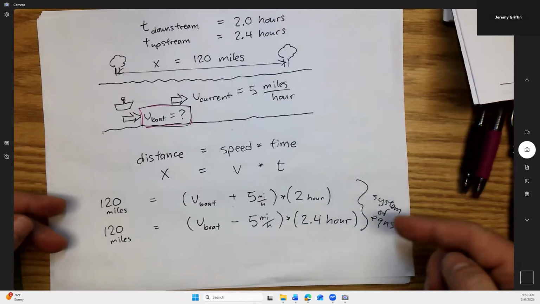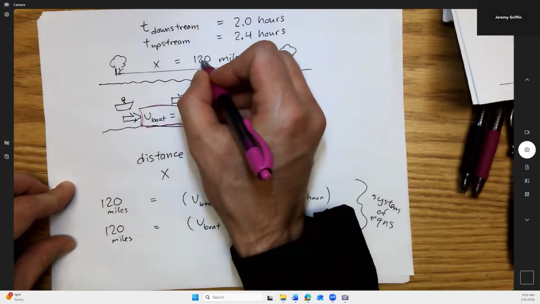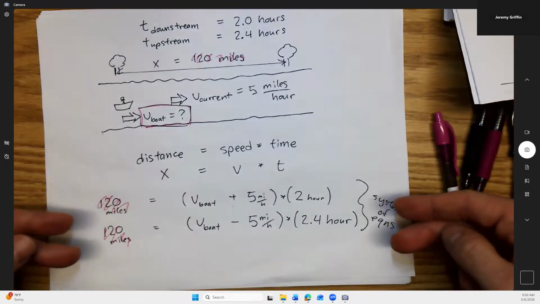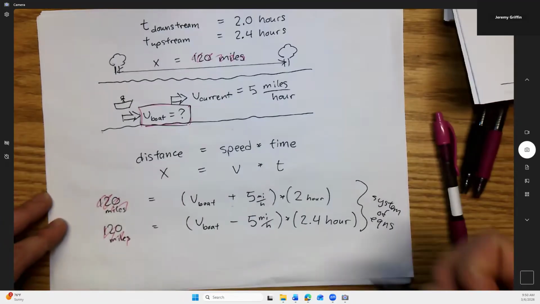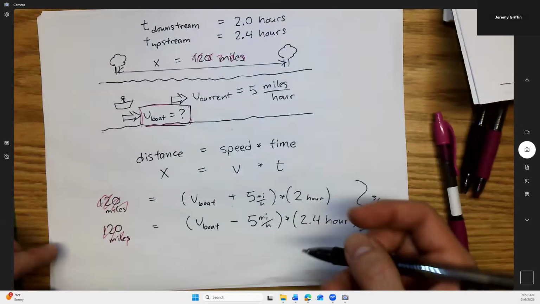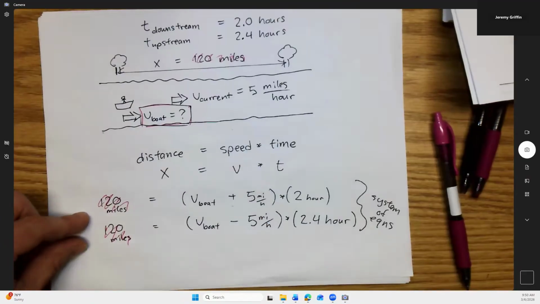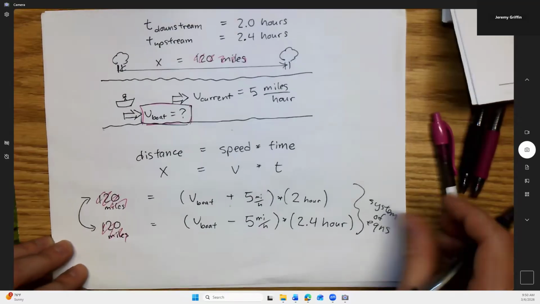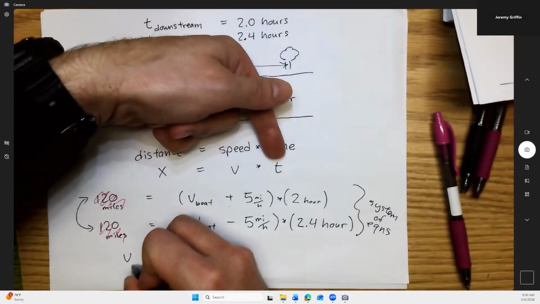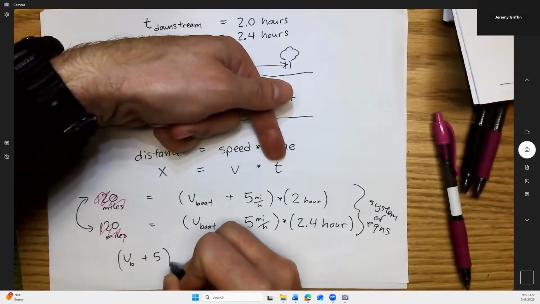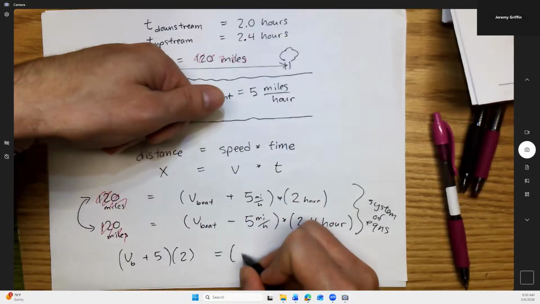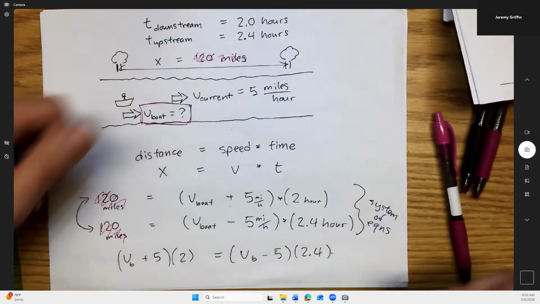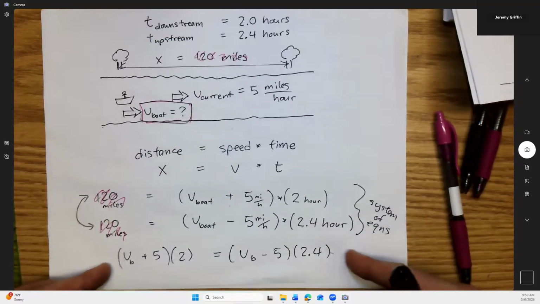Let's make believe I did not give you one more number. What if I did not give you the distance, for example? What if you don't know the distance? You could still solve this. Normally, if you have two independent equations and two unknowns, that's solvable, that's what I meant to do. So let's make believe you actually don't know the distance either, which is okay because the fact that you know it's the same distance is all you need, because that means that these equations would be equal to each other, and then you can still solve it. So I can say v boat plus 5, let's drop the units, times 2 hours equals v boat minus 5 miles per hour times 2.4 hours. Now this looks a lot more like traditional algebra.